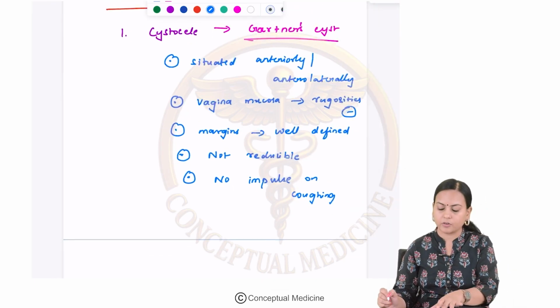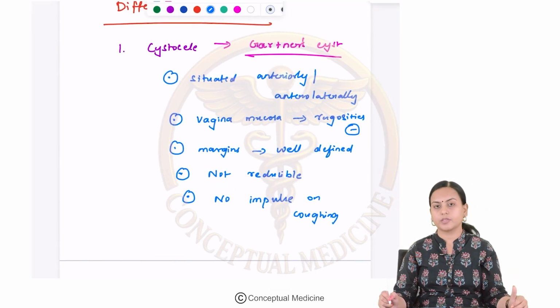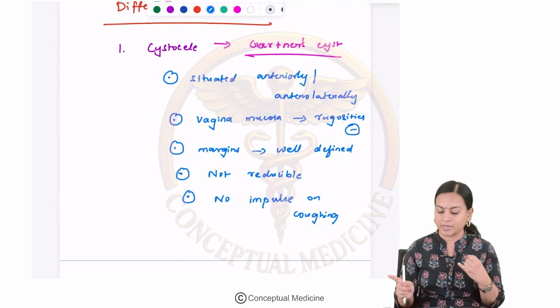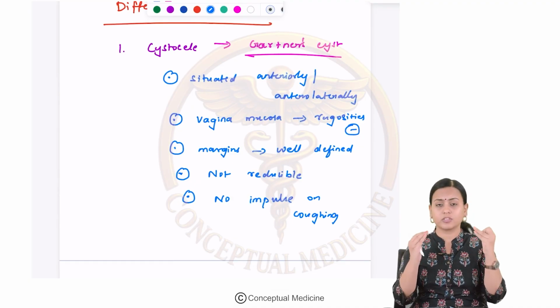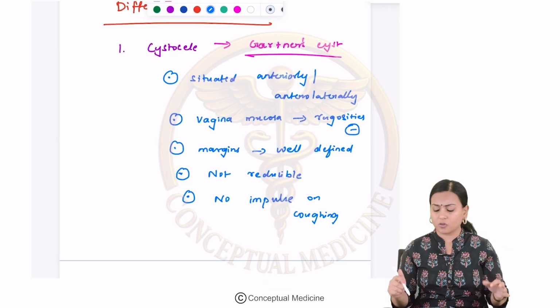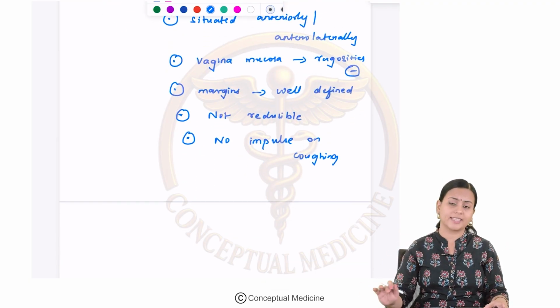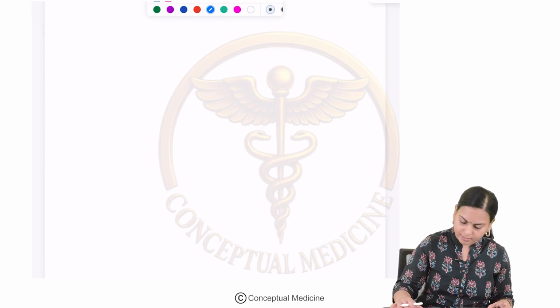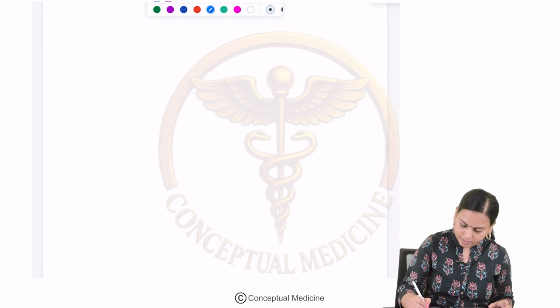Okay, so this is how a Gardner's cyst is differentiated from the cystocele. Okay, first one, it is situated either anteriorly or anterolaterally. Then the vaginal mucosa, the rugosities will be lost over the cyst, and the margins of a cyst are well defined. It is not reducible and there will not be any impulse on cough. Right? Now, let's discuss about the uterine prolapse.